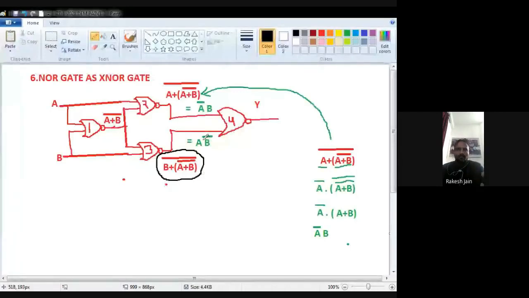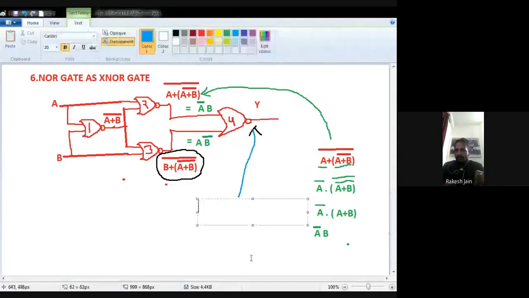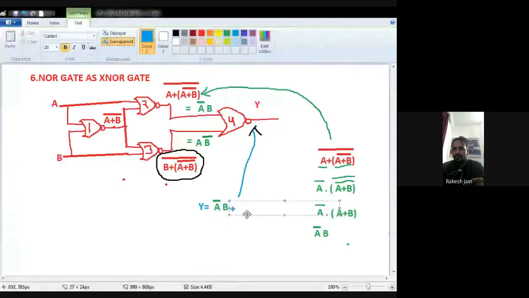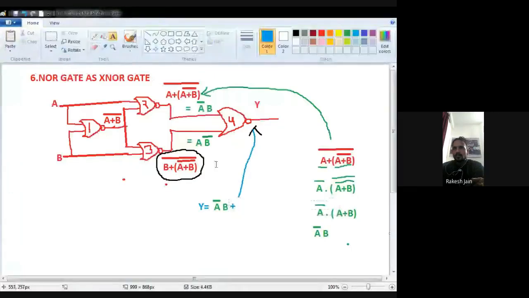So what will be the final output? Now we see here, with this blue color I am showing you the final output. The final output is the first input, which is A bar B, the first input of this fourth NOR gate, plus the second input of this fourth NOR gate. Second input is what?